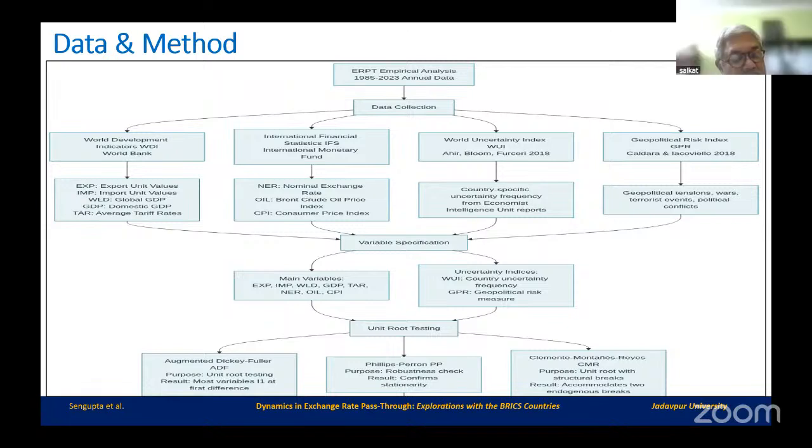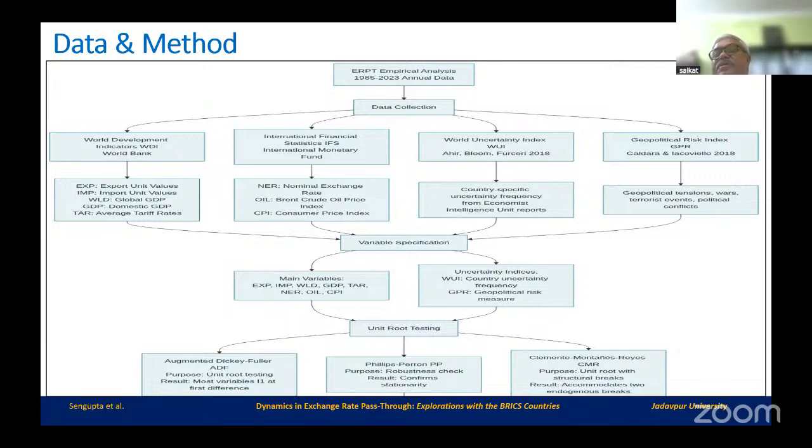The nominal exchange rate, the oil price, and we have taken the Brent crude oil price index here for the global oil price. Then we have taken the CPI, the country-specific consumer price index. As regards world uncertainty, we have taken the world uncertainty index from the literature, by Ahir, Bloom and others, where you have country-specific uncertainty frequency. So we take that and use that in the analysis.